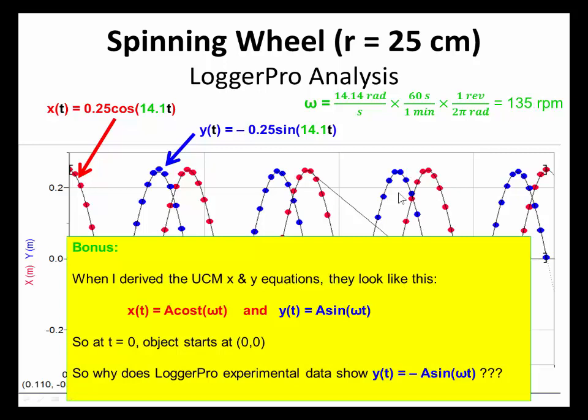Now, one thing you might ask yourself is, when I derive the uniform circular motion x and y parametric equations, they look like this. But you'll notice that I ended up with a negative sign for the y value. If somebody can explain why that happened, I'll give you 2 bonus points. First come, first serve.